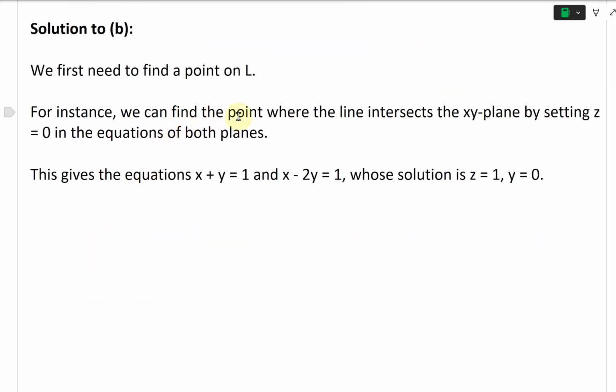So, for instance, we can find the point where the line intersects the xy plane by setting z equals 0 in the equations of both planes. This gives the equations x plus y equals 1 and x minus 2y equals 1.